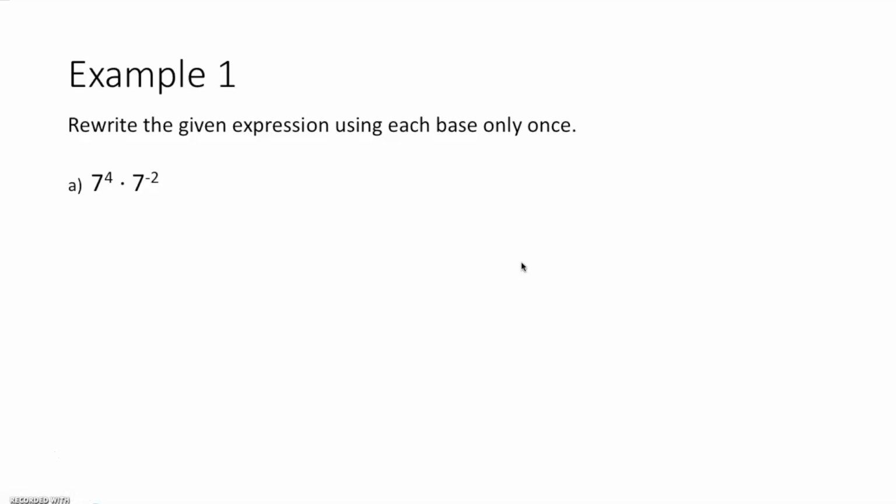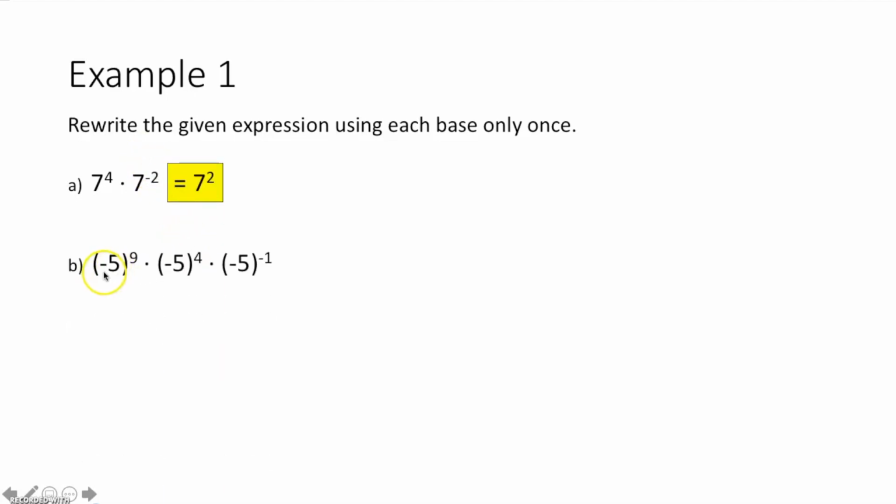Example time. So example 1 says rewrite the given expression using each base only once. So here we have 7 to the 4th power times 7 to the negative 2nd power. So when we're simplifying this, we want to rewrite it so it's going to be 7 to the, and then what is our new power? Well, again, when you're multiplying like bases, you're going to add the exponents together. So 7 to the 4th times 7 to the negative 2nd, you add 4 plus negative 2, which is the same thing as 4 minus 2, and you get 7 to the 2nd power.